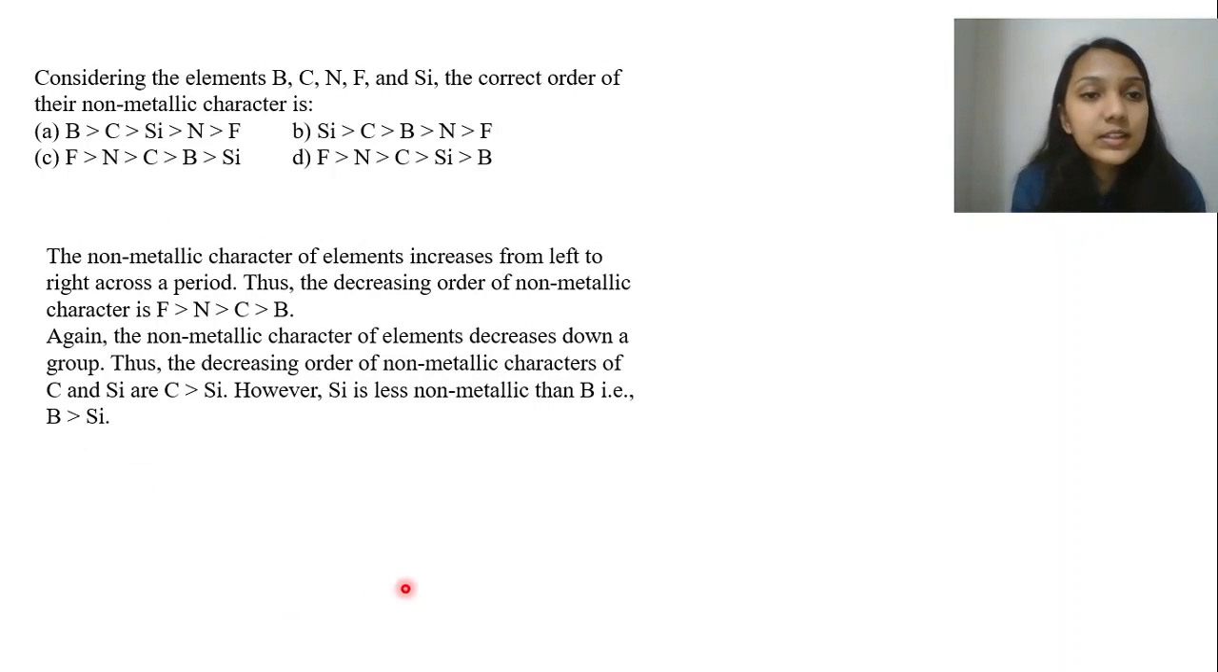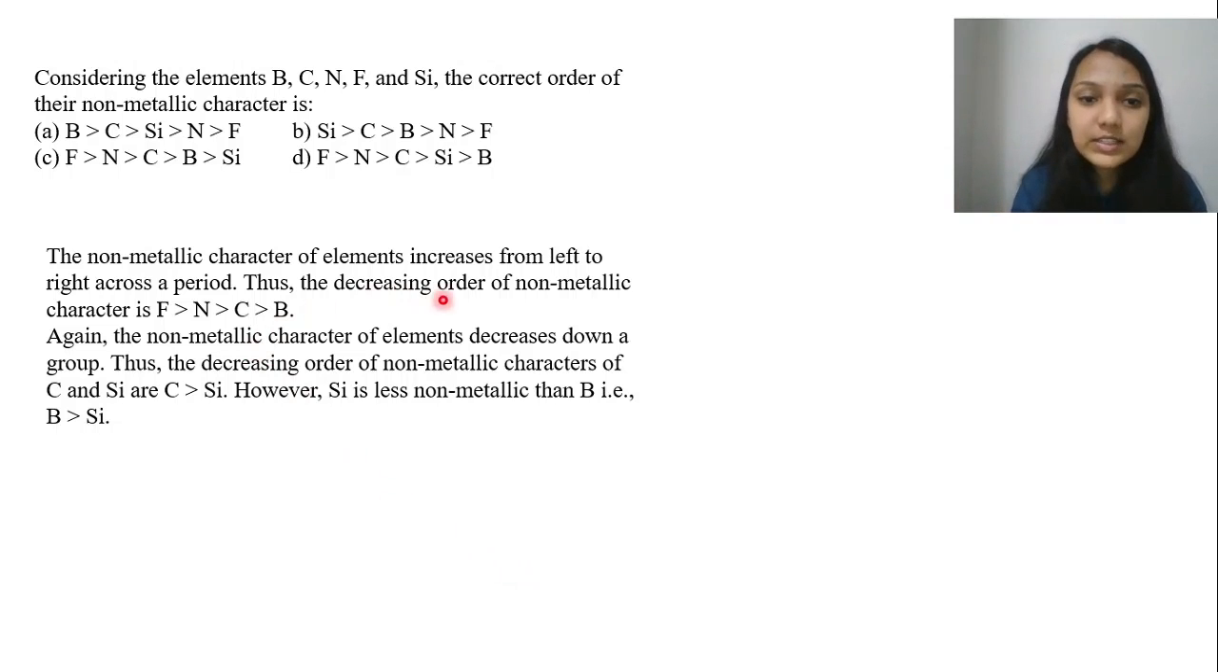Next, consider the elements boron, carbon, nitrogen, fluorine and silicon. In these, what is the correct order of non-metallic character? So when we talk about non-metallic elements, those are usually p block elements, right? You have to give the correct order of non-metallic character, but that is increasing order. So we know that non-metallic character increases from left to right as we go across the period, right?